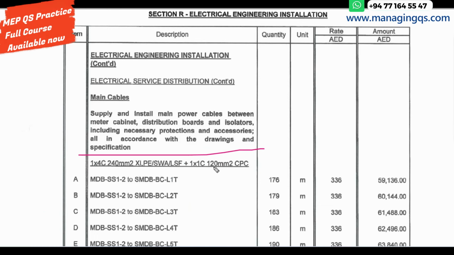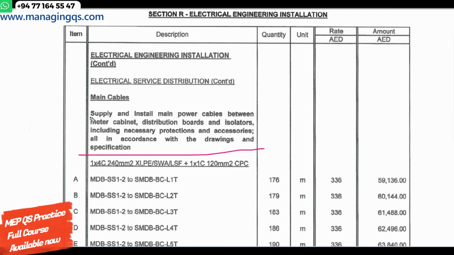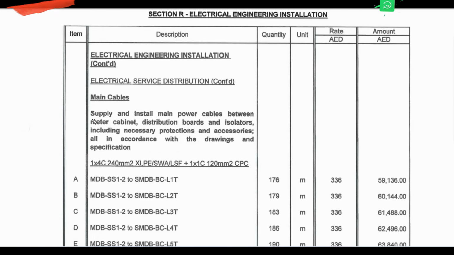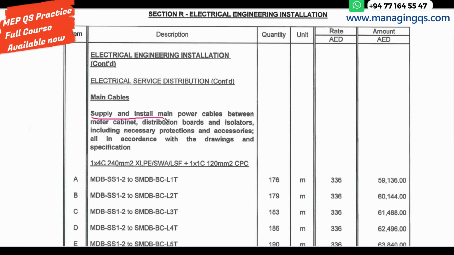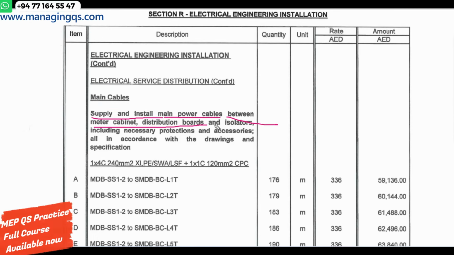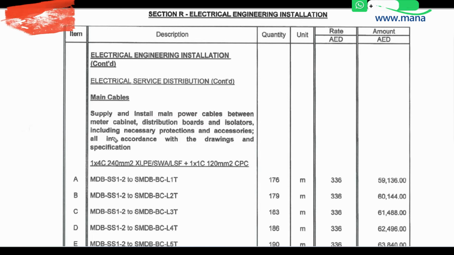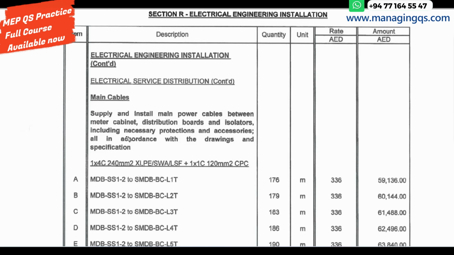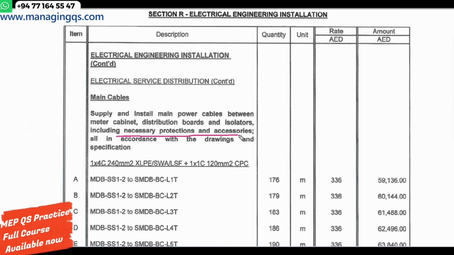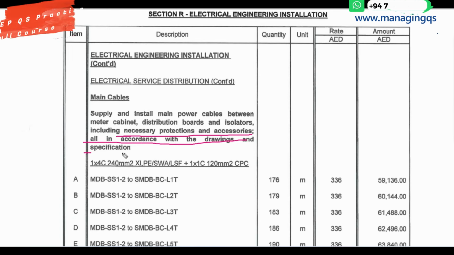But the problem is, if you read this BOQ description, for the main cable they put a proper title, and they provide this: supply and installation of the main power cables between meter cabinet, distribution boards and isolators. They also mention, including necessary protection and accessories, all in accordance with the drawing and specification.